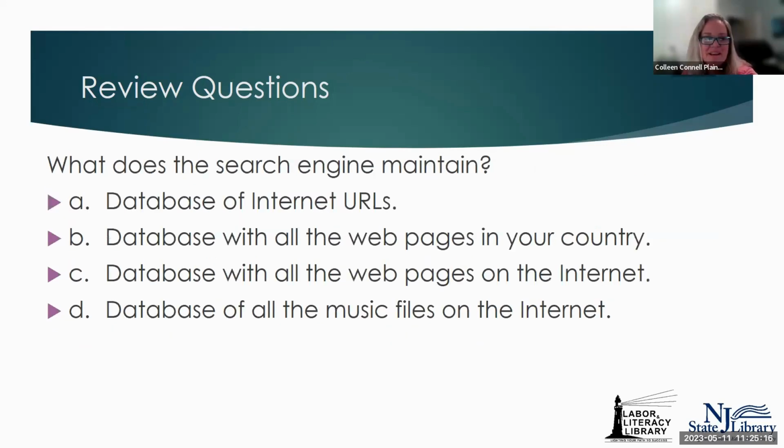Excellent. Okay. Do I have the final question? So what does a search engine maintain? A, a database of internet URLs. B, a database with all web pages in your country. C, a database with all web pages on the internet. And D, a database of all music files on the internet. So I would say A, a database of all of the internet URLs. The search engine maintains a database of internet URLs. Each record in the database includes the URL, a short description, a title, keywords, and other site information.